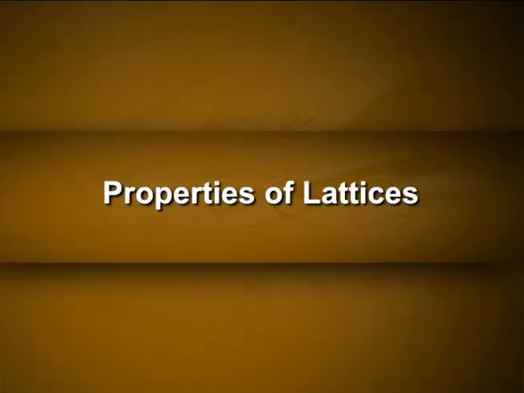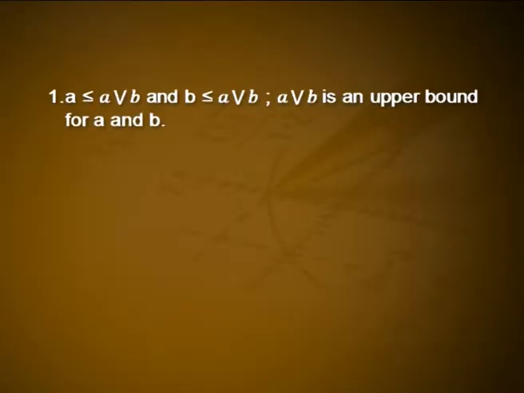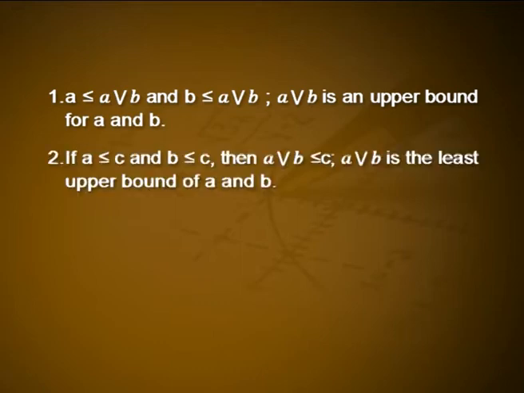Properties of lattices. Before proving the properties of lattices, let us recall the meaning of a join b and a meet b. First one, a is less than or equal to a join b and b is less than or equal to a join b, where a join b is an upper bound for a and b. Second one, if a is less than or equal to c and b is less than or equal to c, then a join b is less than or equal to c, where a join b is the least upper bound of a and b.